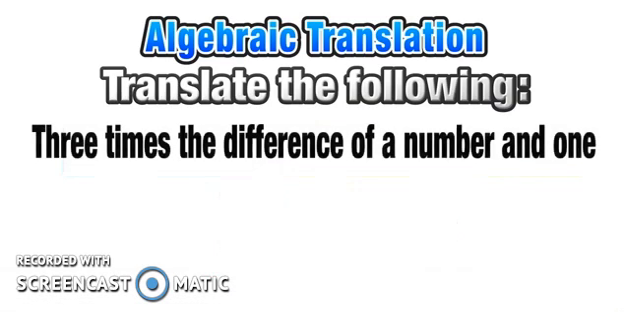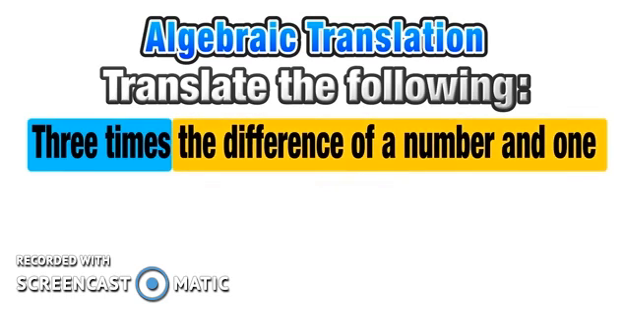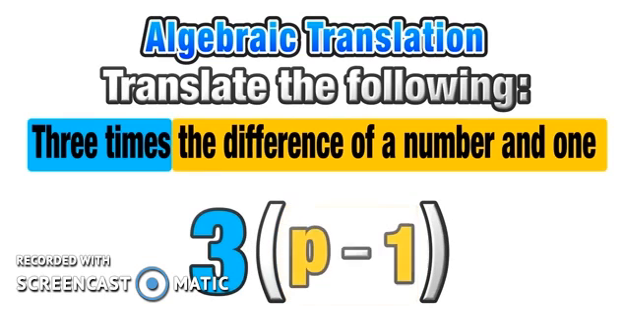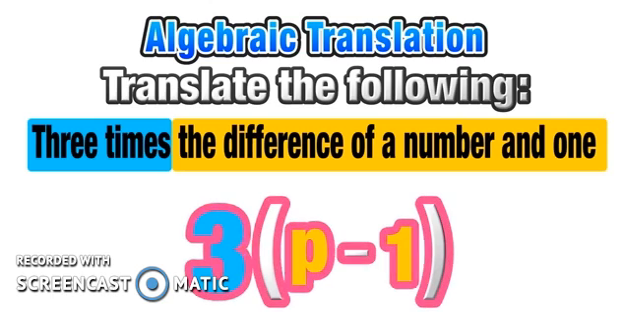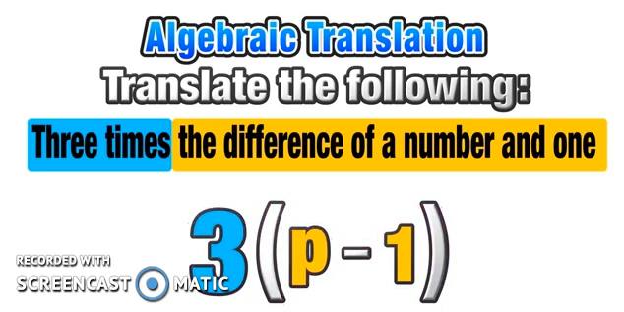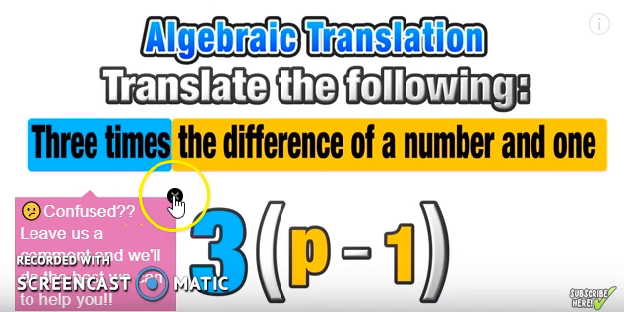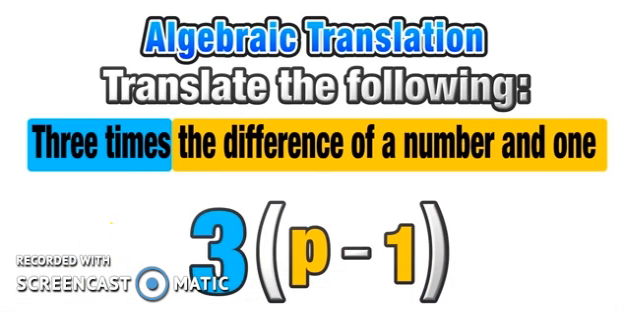Next, we want to translate the phrase 3 times the difference of a number and 1. So basically, we're multiplying 3 by another expression, whatever the difference of a number and 1 is. So you have two separate parts here. So we have 3 multiplied by an independent group, in this case, the difference of a number and 1, which we'll call p minus 1. So this is an example of how you can use parentheses to separate independent groupings. And if you don't use the parentheses here, it will not be correct.